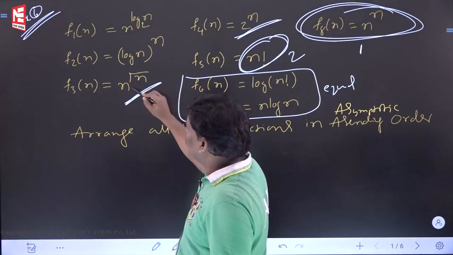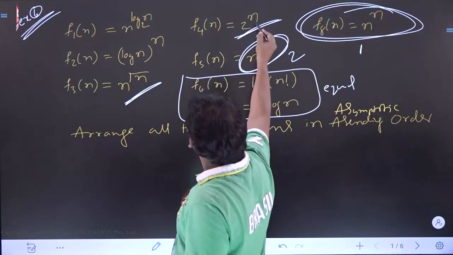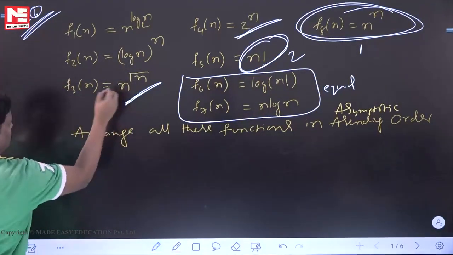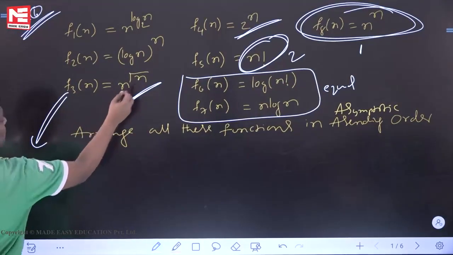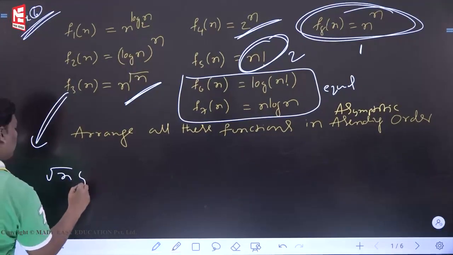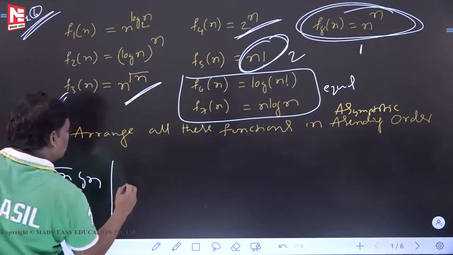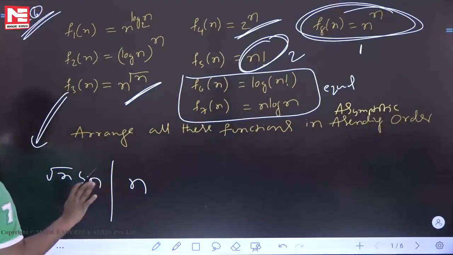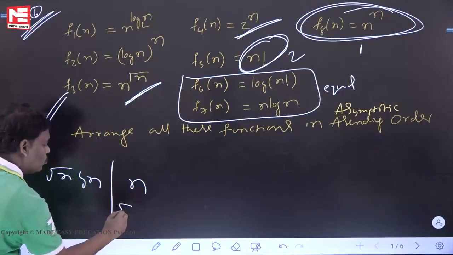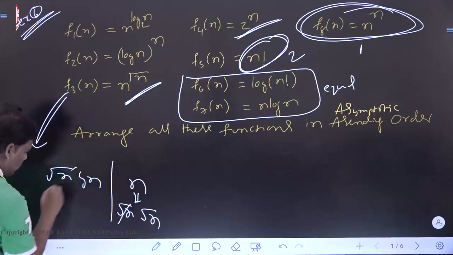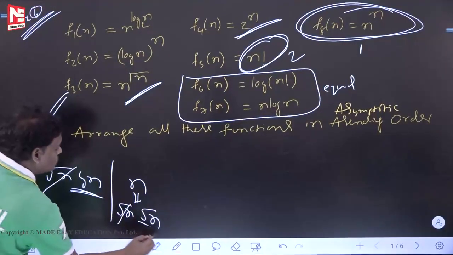Root n into log n. This is going to be n. It is going to be root n into log n. Let me write now. If you apply log here, root n into log n. What if you apply log to 2 power n? What is the answer? n log 2 base 2. Right? Next one. This n can be written as root n into root n. Root n cancels. This side is log n, this side is going to be root n.